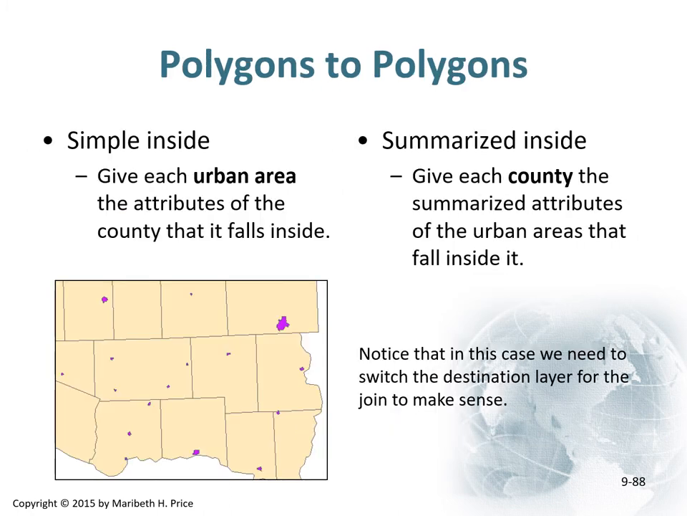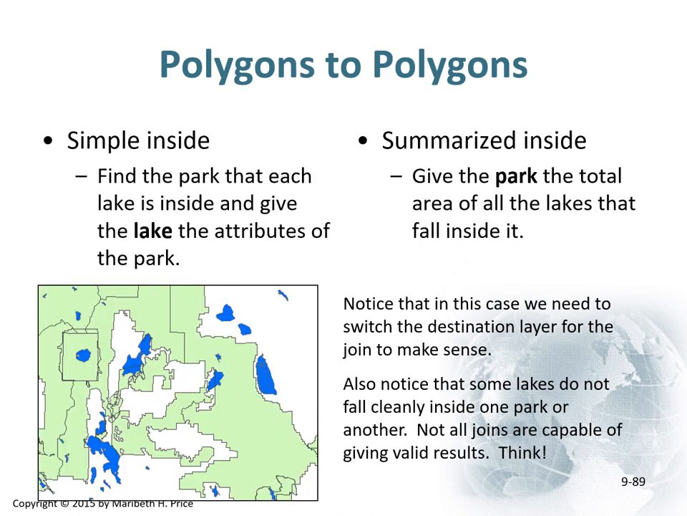Here we have each urban area getting the attributes of the county that it falls inside. That's easy enough. Even if you have multiple urban areas, they still only get one copy of the county data. But if you flip it, if each county is going to get data from their urban areas, some counties have multiple ones. And so that won't work, because you can't have four entries going into one unless you summarize it so that you maintain that one-to-one scenario. Same thing here with parks and such.